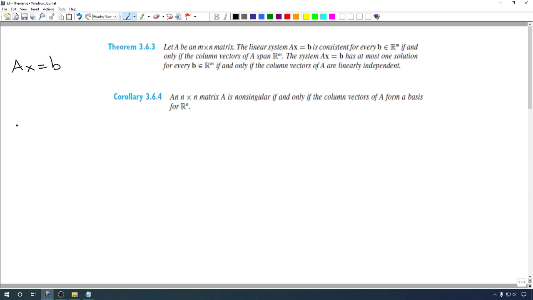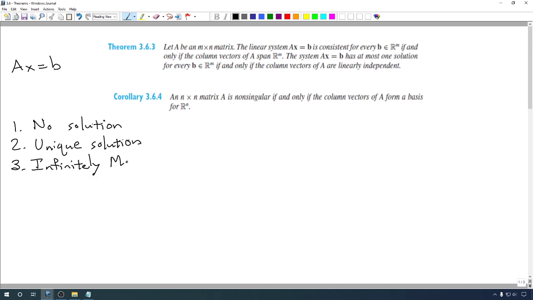Remember, such a system will have three possibilities. One, it may have no solution. There's no x that actually satisfies that equation. Two, it may have a unique solution, or three, it may have infinitely many solutions. There's actually no in between here. If it has any solutions at all, there's either exactly one or there's infinitely many.